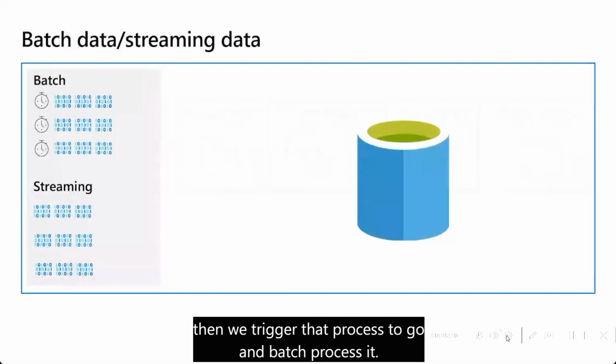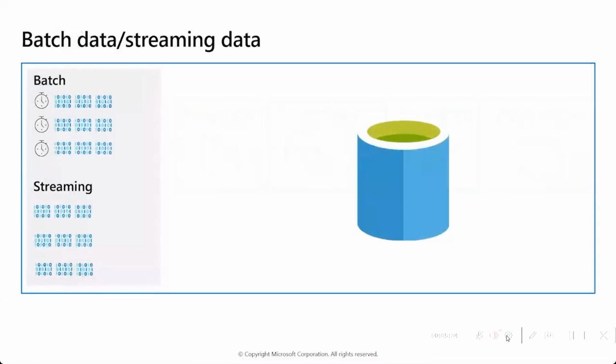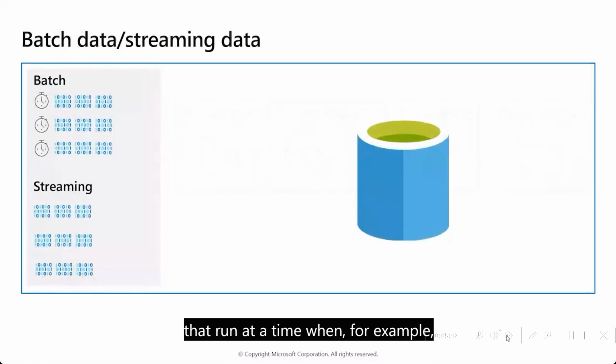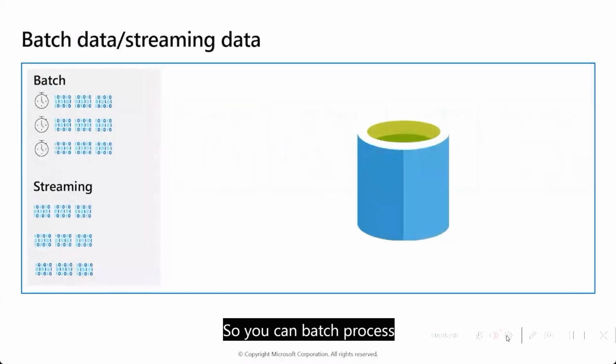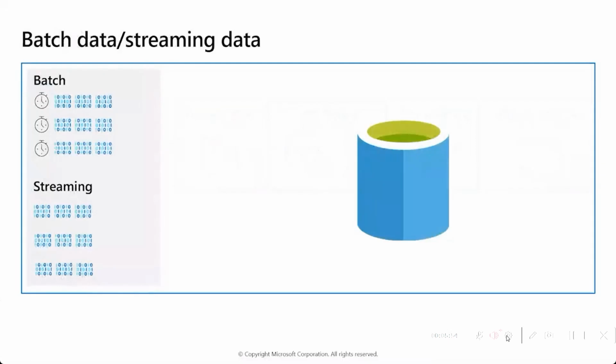batch process it. Some of the advantages of batch processing is that you can process large volumes of data at a convenient time. And so you can schedule that run at a time when, for example, your computers or systems might otherwise be idle. So you can batch process overnight, or you can batch process during off-peak hours.